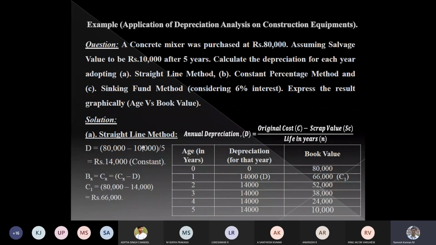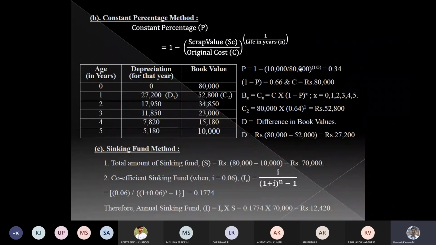So this is a simple method, and you can see that the depreciation is constant throughout the life of the particular equipment. Let's take a look at the constant percentage method. This is a little trivial. The constant percentage P equals 1 minus (scrap value divided by original cost) power 1 by n. Here the scrap value is 10,000, original cost is 80,000, n is 5, so power 1 by 5, which is nothing but 0.34.